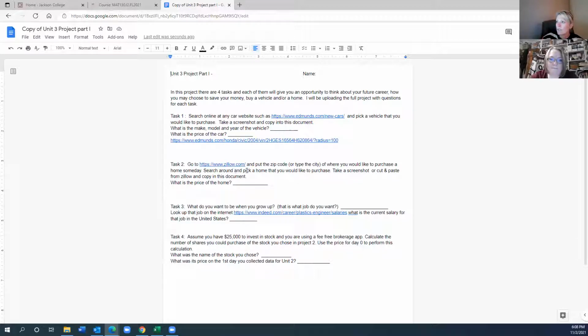Task 2 is finding your dream home. I've had students pick homes all over, which is super fun because I love looking at homes. This is just Zillow. You can go to realtor.com or any other real estate website you'd like, and cut and paste a screenshot or whatever of the home that you want to purchase. I just need to know the purchase price of the home.